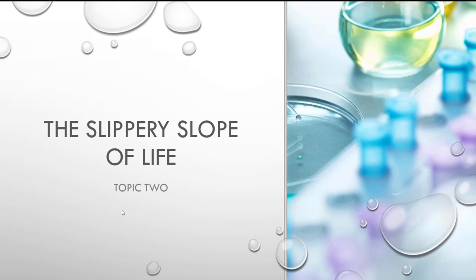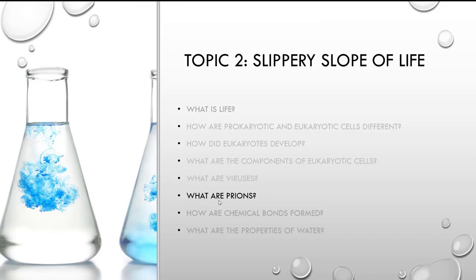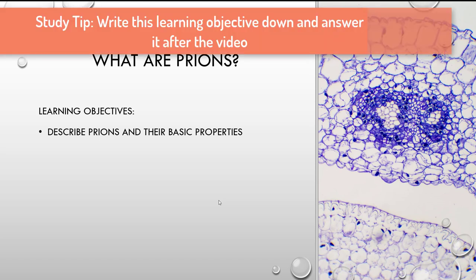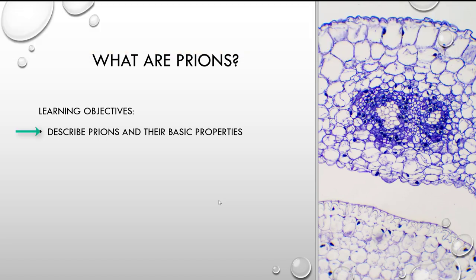Welcome back. We are continuing on with topic 2, the slippery slope of life. So we're already at part 6. This is a really quick segment in our topic 2 chapter. So what are prions? There's only one learning objective, since it's really short. If you look at it in the textbook, it's very short and sweet. Basically you just need to know how to describe prions and their basic properties. So that's our only learning objective.